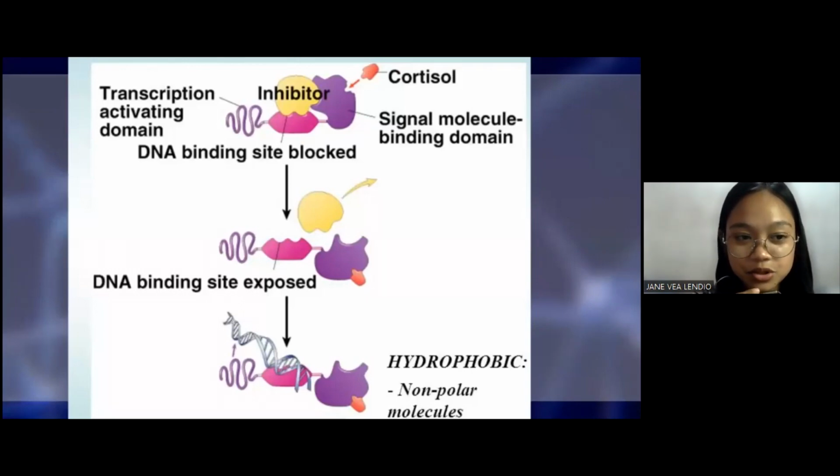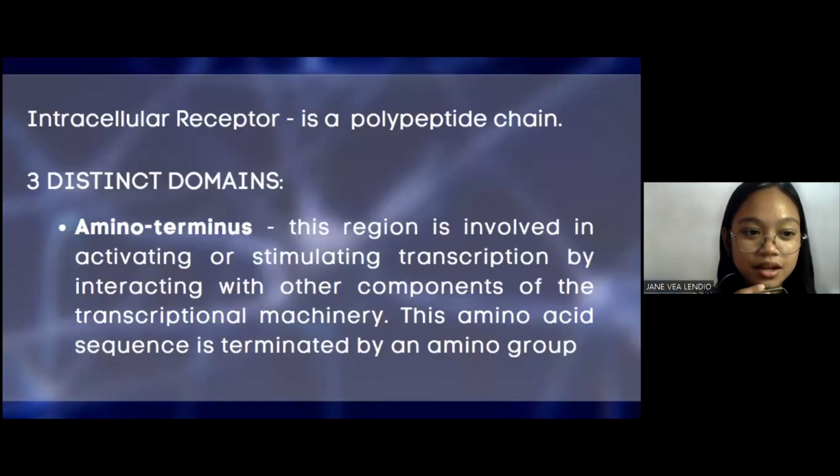So as you can see in the picture, on the figure, you can see there the transcription activating domain, the signal molecule binding domain, and its other parts. So those are the three domains of the intracellular receptors. So isa-isahin po natin ito. Next slide, please. So what are the three domains of intracellular receptors?